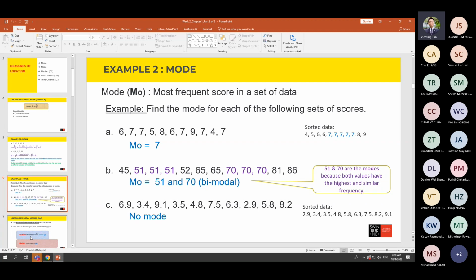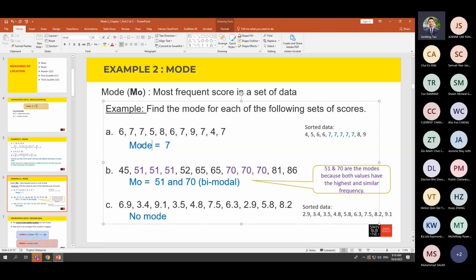You may find that 7 appears how many times? 5 times. 7 appears 5 times. 4 appears only 1 time, 5 1 time, 6 2 times, 8 and 9 only 1 time. So this question is very obvious. The answer is 7 because 7 appears the most. So 7 is the mode. You can use the full terminology: mode is equal to 7. So far so good.